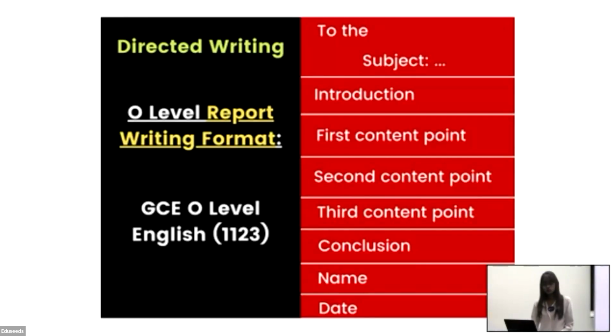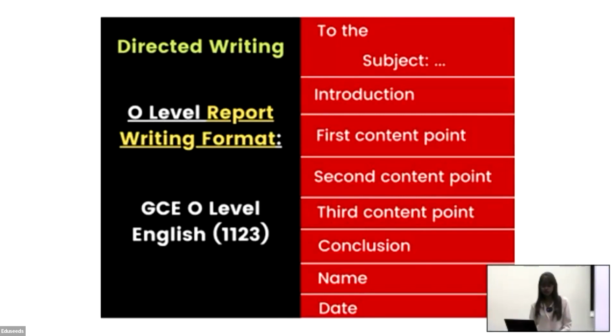So like I said, if the question says write a report to the principal, you start off the report with "To the principal". The next thing is you need to have the subject. So for example, report on what? Robbery at Taman Utama, for example. So you are writing to the police officer, so you write a report about what?